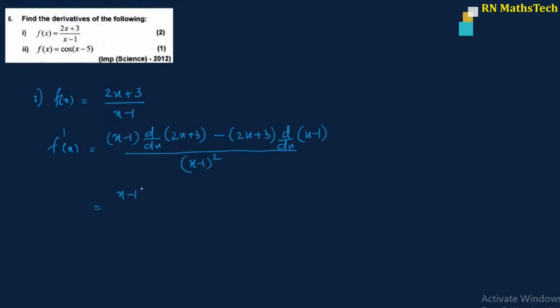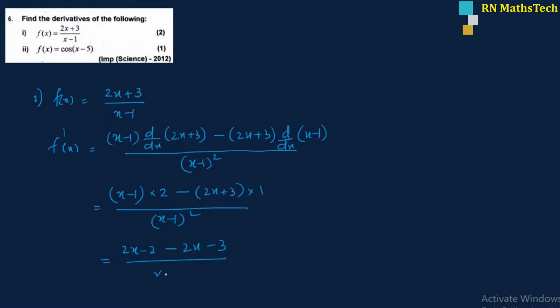is equal to x minus 1 into derivative of 2x plus 3, which is 2, minus 2x plus 3 into derivative of x minus 1, which is 1, by x minus 1 square. So 2x minus 2 minus 2x minus 3 by x minus 1 square. 2x cancel, minus 5 divided by x minus 1 square. Okay.